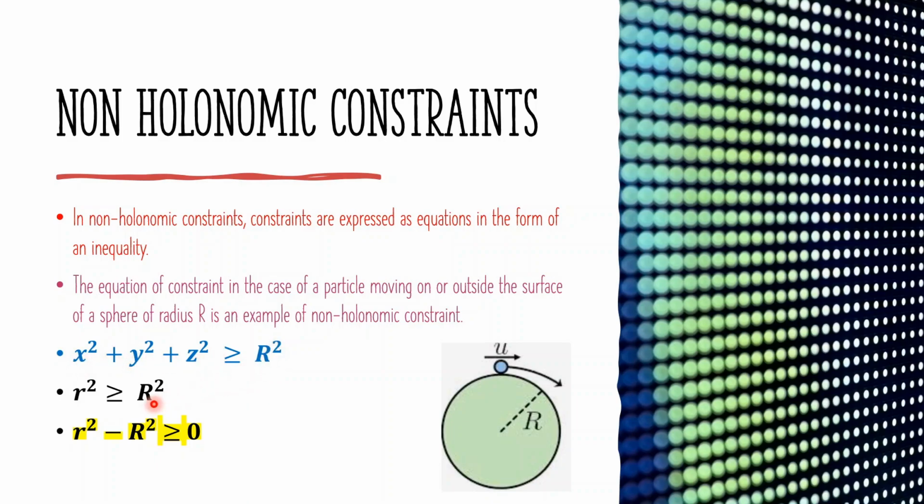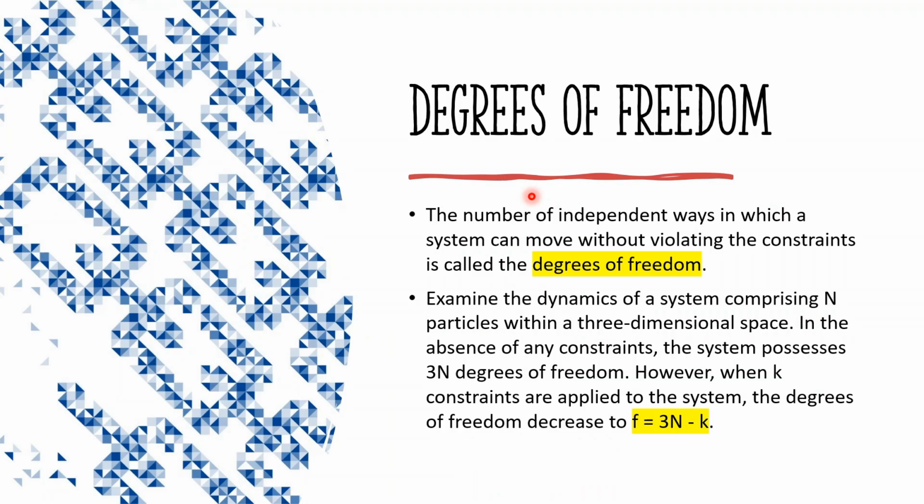Now this equation is modified in this form. If you bring this capital R square to the left hand side, the right hand side is 0. But anyway, here we are using the inequality sign, that means greater than or equal to. Therefore, this represents the non-holonomic constraint. With the help of these two things, we may introduce the concept of degrees of freedom. The number of independent ways in which a system can move without violating the constraints is called the degrees of freedom.